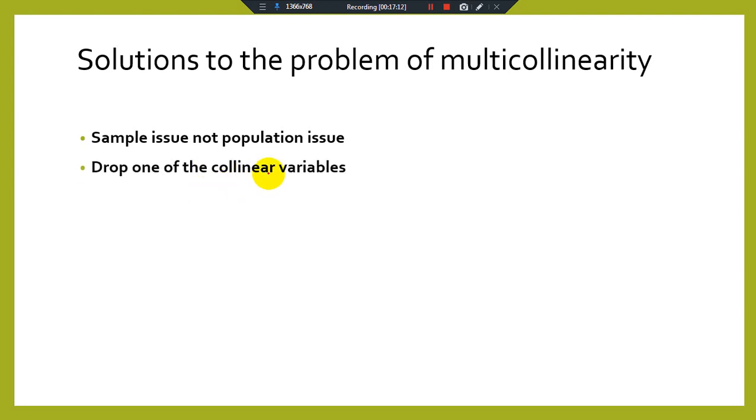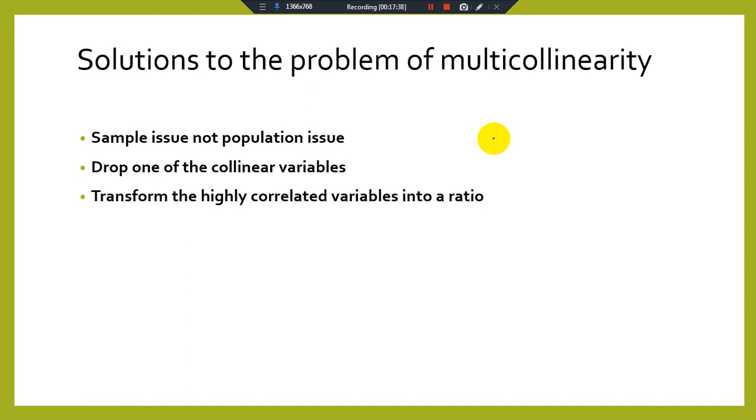Drop one of the collinear variables. Like we are explaining in our correlation matrix, if we see that D and C are highly correlated, then as a solution to multicollinearity, you have to remove one of the independent or explanatory variables from your model. So this will solve the issue of multicollinearity in your model.